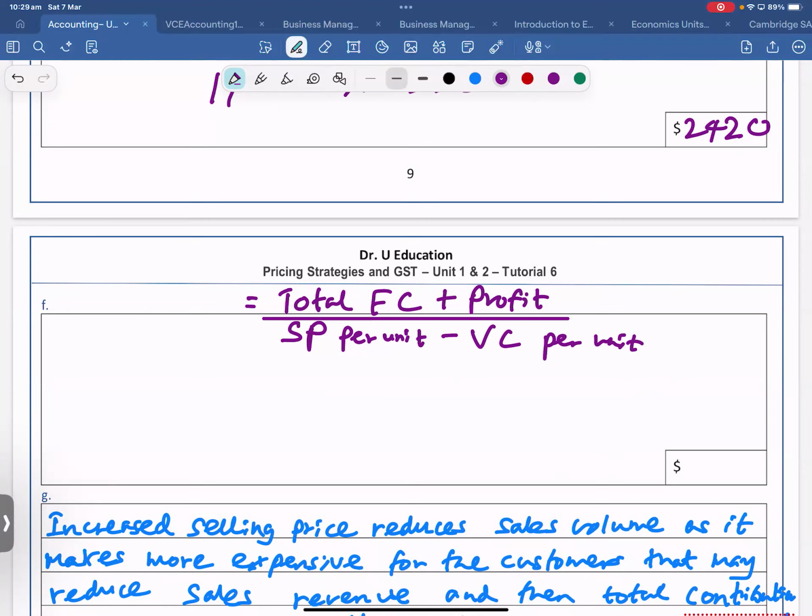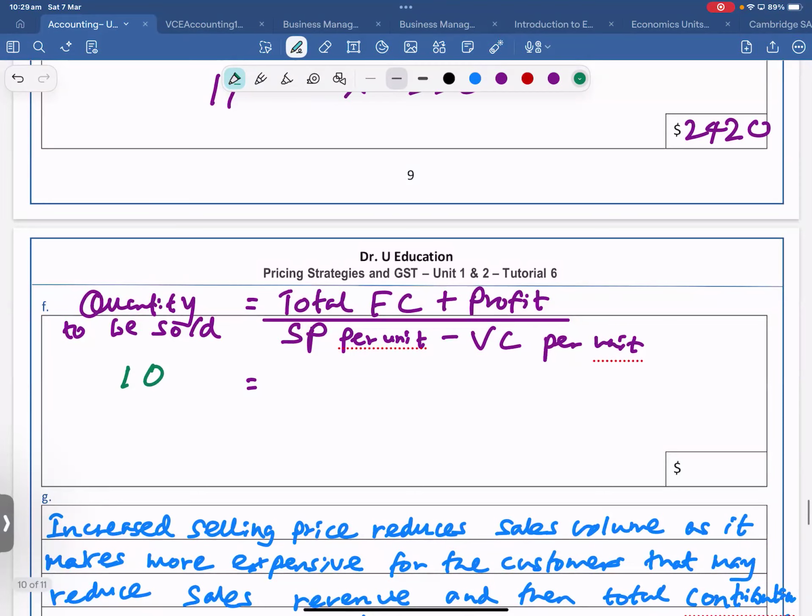Okay. So 10, which is what is it? Your quantity to be sold. That's what they have given us. So now we can find it: quantity to be sold is 10. Fixed cost is 400, no change. Monthly profit is 200, over selling price per unit. Let's take it as X minus variable cost per unit, which is 172.